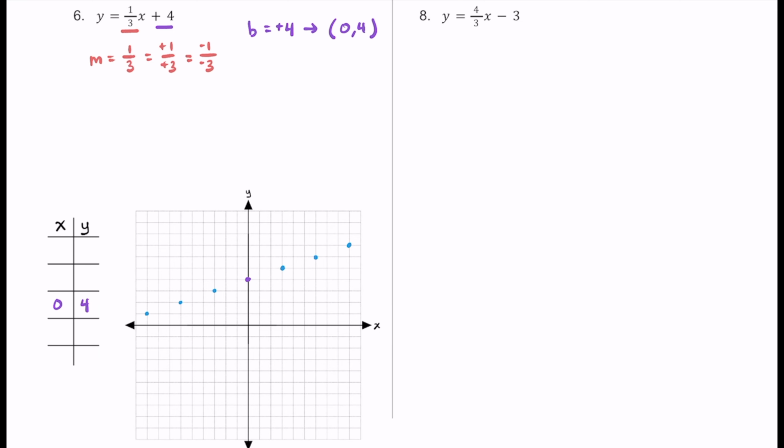Okay. Now, going ahead and choosing for these x values over here, I'm going to go ahead and use multiples of 3 just because we have a denominator of 3 and I want things to cross cancel. So I'm going to use -3, -6, and skip count by 3's here.